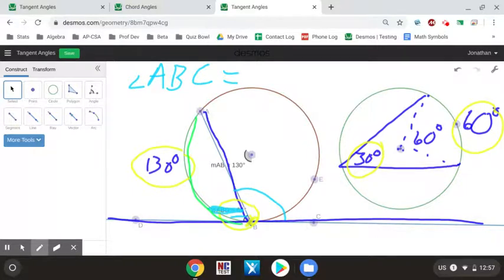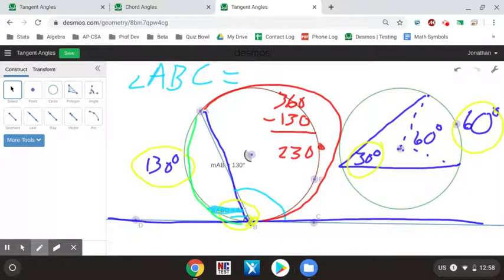That would work. Or the other way you could do it, you could say if the green arc is 130, the red arc is 360 minus 130, which is 230 degrees. So not the angle, but the arc is 230 degrees. And now if this arc here is 230 degrees, angle ABC, what I really wanted, would be half of 230, which is 115 degrees. Which, of course, if I had the 115 plus 65, that would make 180 of a straight angle.